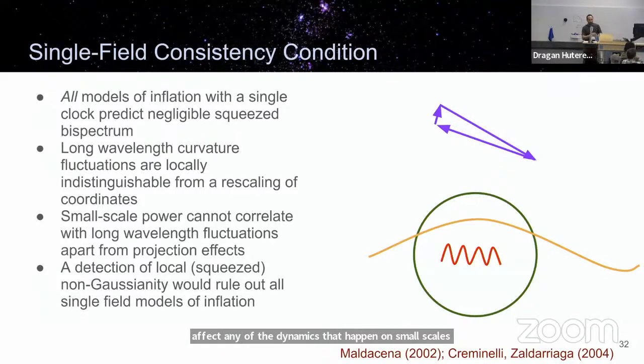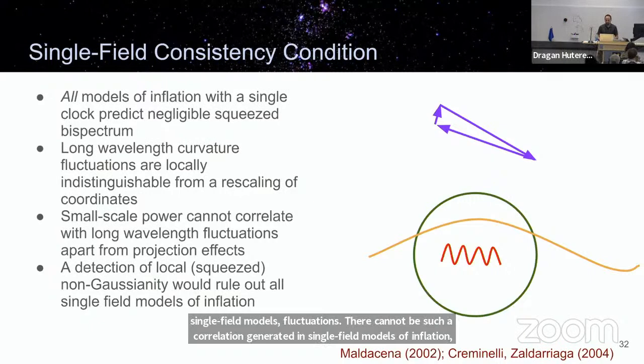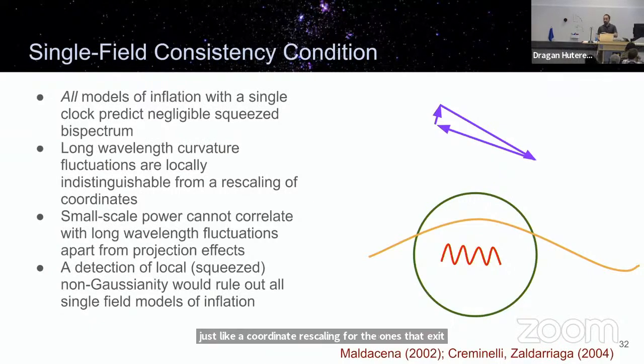And because the local configuration of the bispectrum refers to one very long wavelength fluctuation correlated with 2 very short wavelength fluctuations, there cannot be such a correlation generated in single field models of inflation, because the fluctuations are all adiabatic, and the one that exits the horizon first looks just like a coordinate rescaling for the ones that exit the horizon later. And so a detection of this local or squeezed configuration of non-Gaussianity would, in one fell swoop, rule out all models of single field inflation.